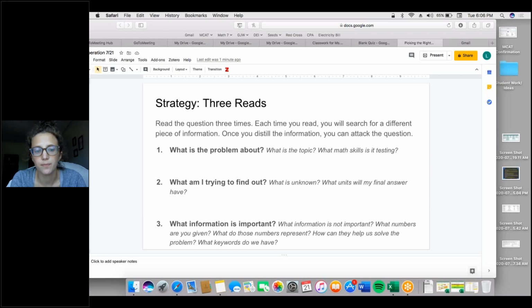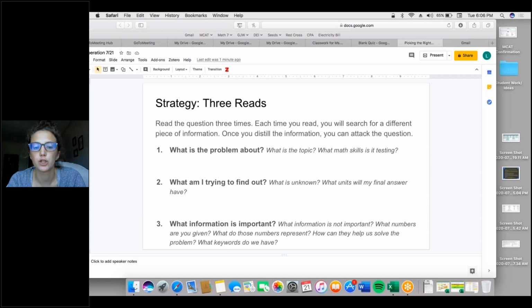The second time you read, you can ask yourself, what am I trying to find out? This means what is the problem solving? What don't we know? What units will be in my final answer? Often, what you are trying to find out is in the last sentence of the word problem. You want to focus on that because it's going to help you tune in on only the information that's important, and everything else you don't have to pay attention to.